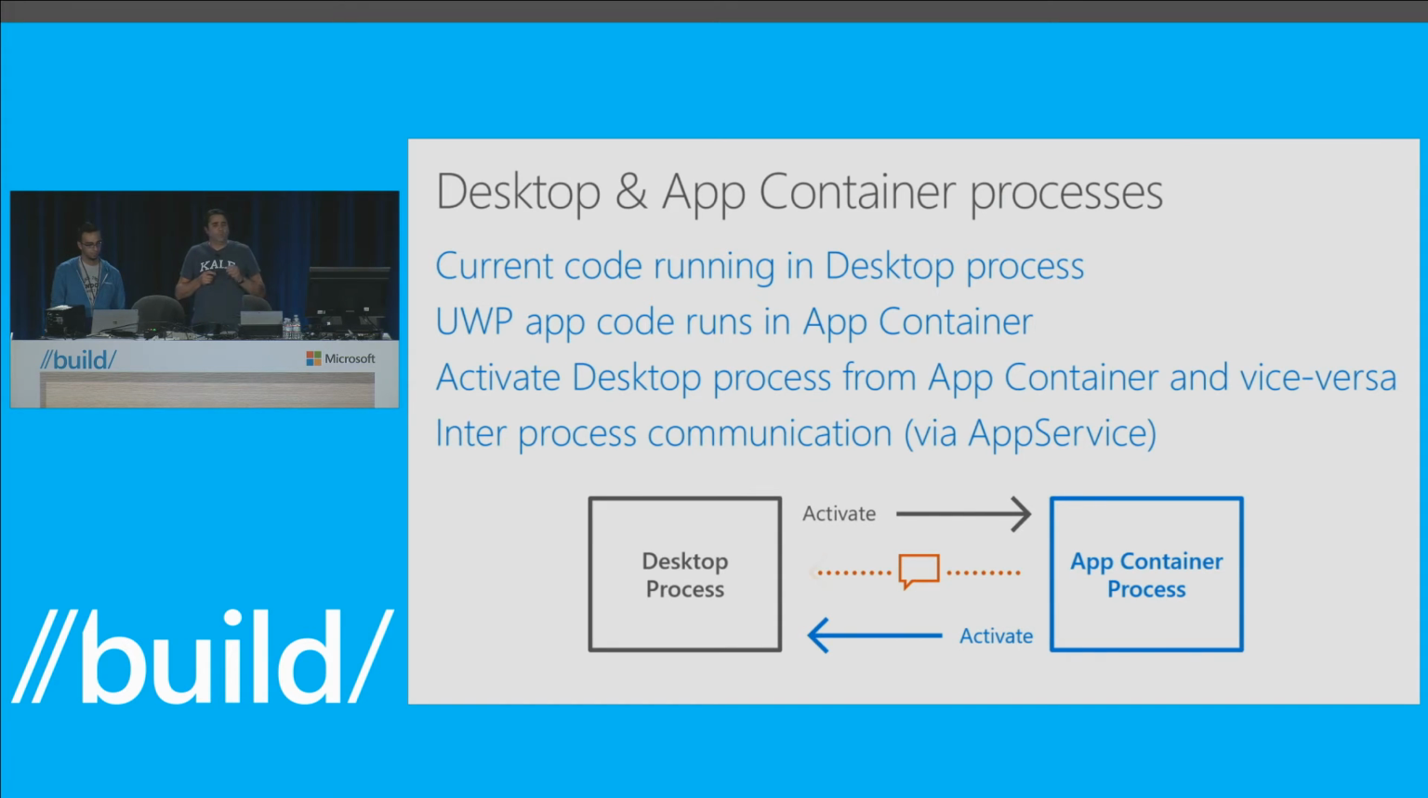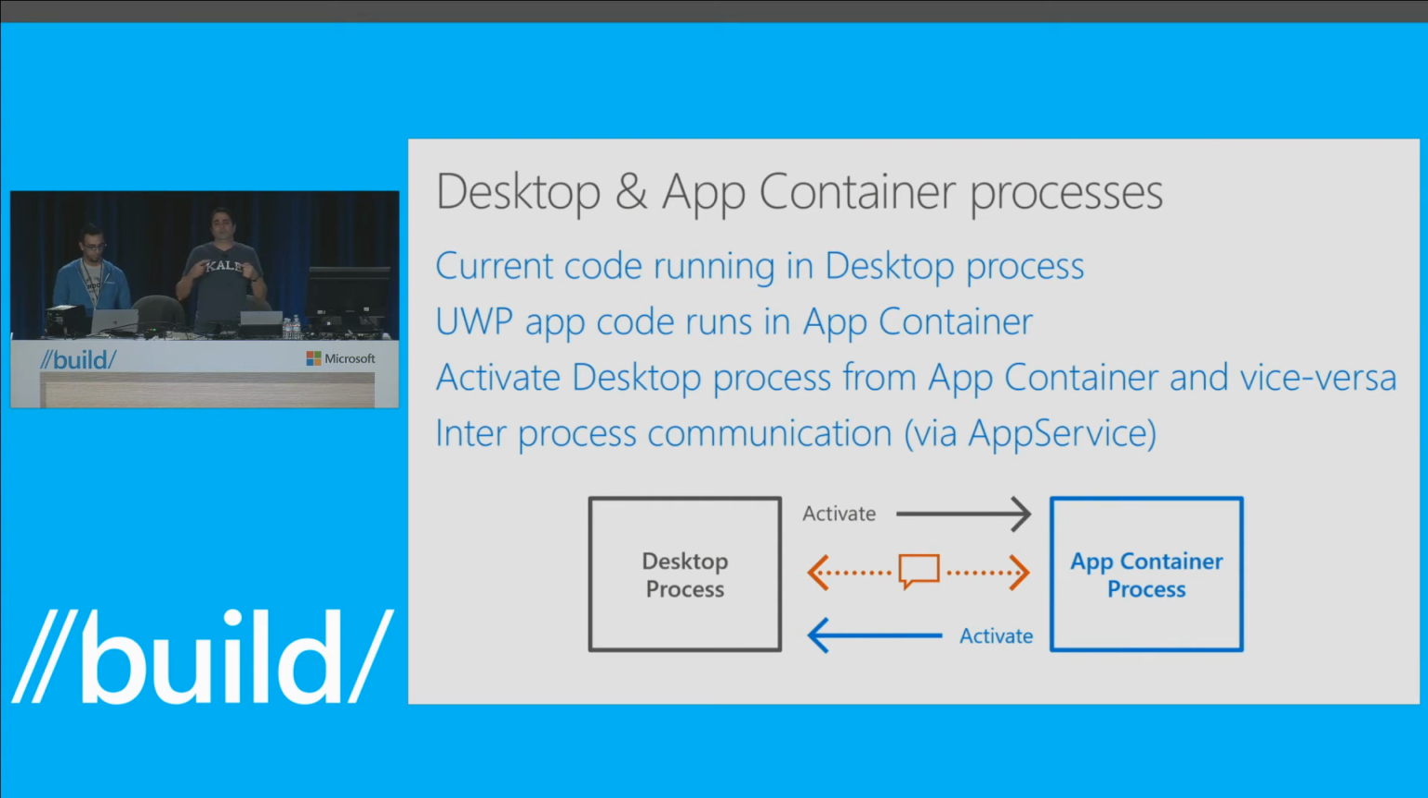So basically, we allow activation in both directions, right? So your app container process can basically process your full trust stuff, right? Your desktop process. And your desktop process can also turn around and activate the code that you'd run in the app container. And on top of that, we give you a communication mechanism.